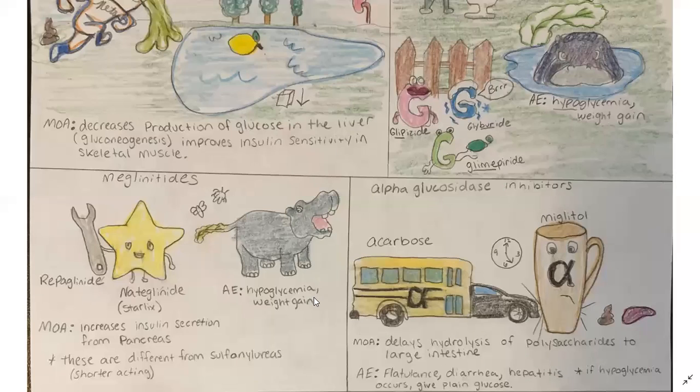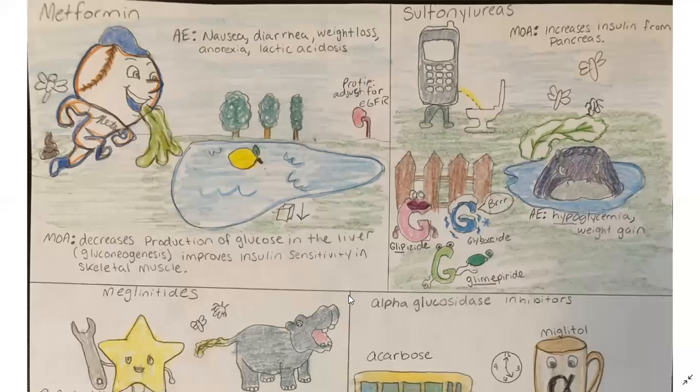So next we'll move on to drugs for type 2 diabetes. And so we're going to begin with your first line for all type 2 diabetes, metformin. That is shown here by this Mets baseball player. And the mechanism of action for metformin is that it decreases production of glucose in the liver, which is gluconeogenesis, and improves insulin sensitivity in skeletal muscle.